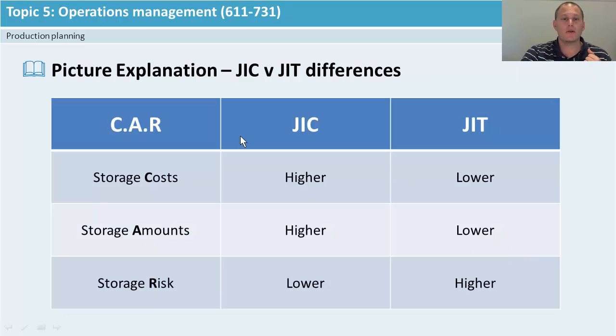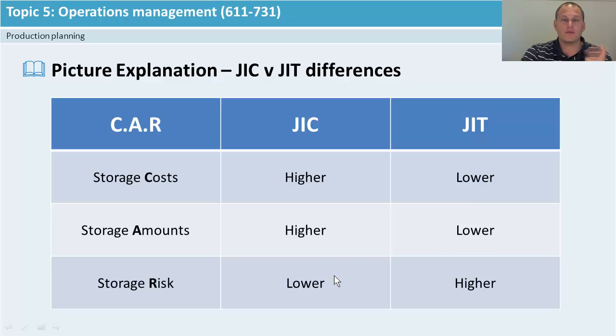Just to summarize it, what are the differences? I've got a car sort of acronym here for you. The storage costs are higher because you have to pay for all the refrigeration, dehumidifiers. The just-in-time is lower, so you don't have to pay for all the stuff to stay around. The storage amounts are higher, so by keeping the storage around, that takes away from your productive capacity. And it's lower for just-in-time.